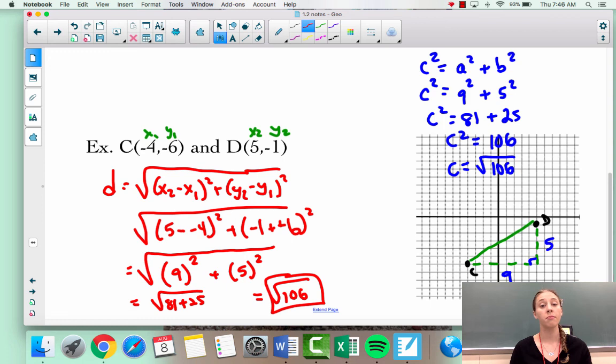Okay, so same answer, different method. I want you to make sure you know how to do both, but it's kind of personal preference. If I don't tell you which one you have to use, you can use whichever method you prefer. Okay? So that's it on the distance. The next video is going to be about midpoint.